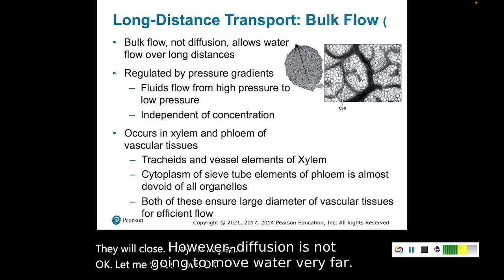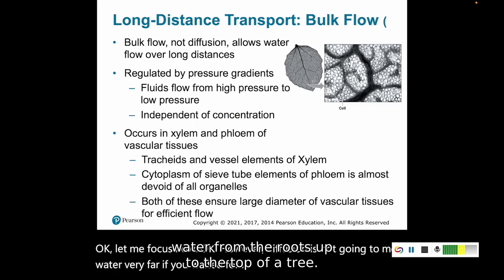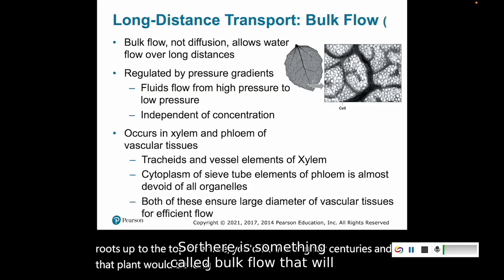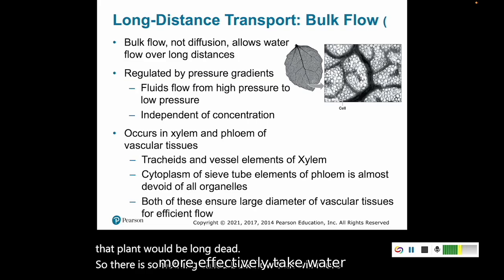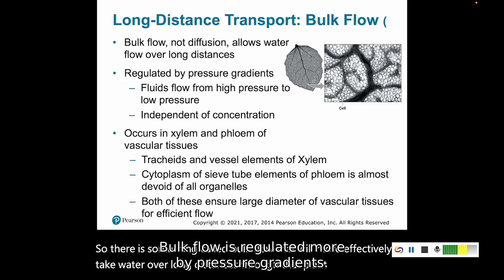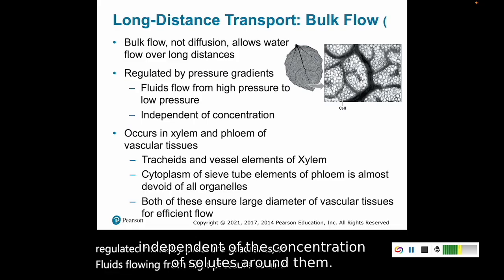However, diffusion is not going to move water very far. If you waited for diffusion to take water from the roots up to the top of a tree, you'd be waiting for centuries and that plant would be long dead. So there is something called bulk flow that will more effectively take water over long distances through that plant. Bulk flow is regulated more by pressure gradients. So fluids flow from high pressure to low pressure, independent of the concentration of solutes around them.